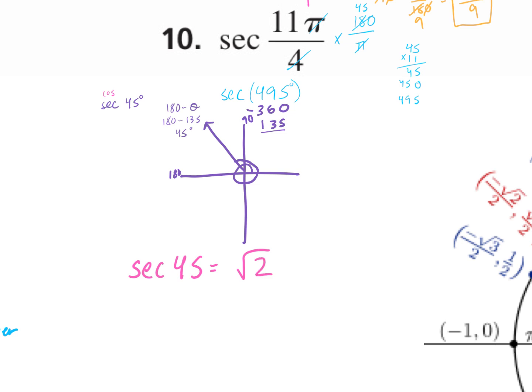But we're not just checking secant of 45, we got to check secant of 135 or 495, which is going to be a little bit different. You got to check the sign. So we need to know all students take calculus. In the second quadrant, only sine and its reciprocal are positive, so sine and cosecant. So it means everything else is negative, which means secant is negative. So our answer would be negative square root 2.